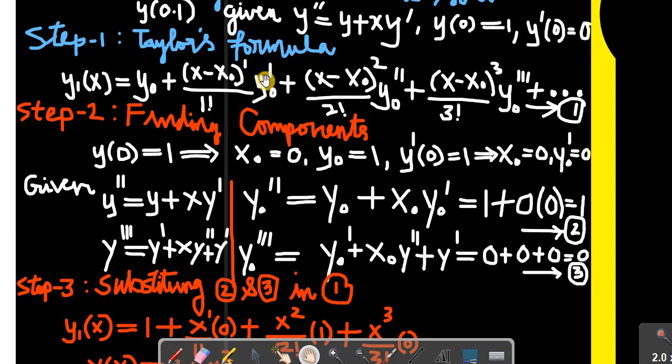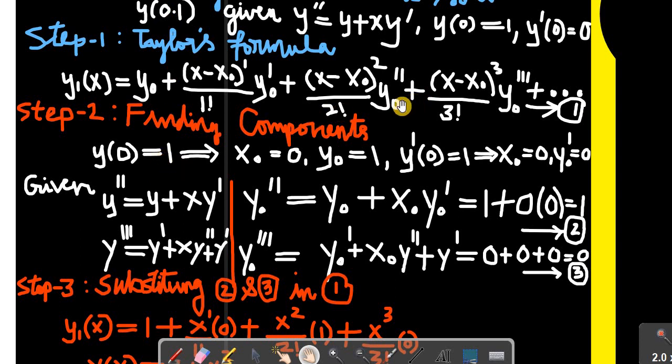So this particular value y naught dash, the first derivative of y at x equals 0, we can substitute here. Now remaining, what we need to do is find the second derivative at x naught equals 0 and the third derivative at x naught equals 0. If we find these, that's all our duty. We substitute all those values in this equation and we will get the Taylor's formula. In that Taylor's formula, substitute 0.1 here and simplify, and you will get the value of y of x when x equals 0.1.